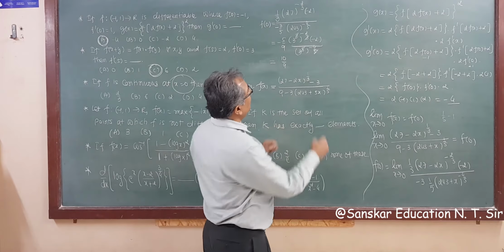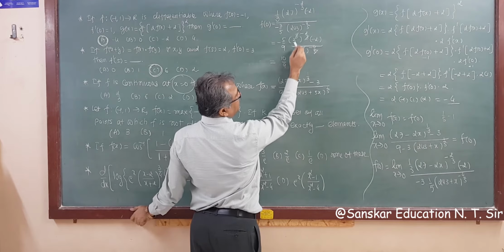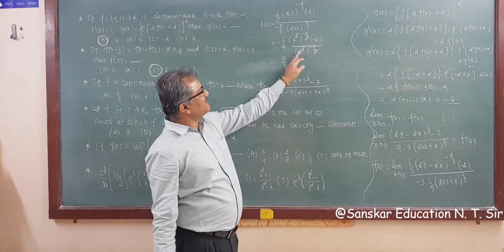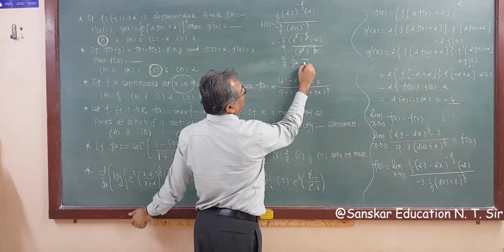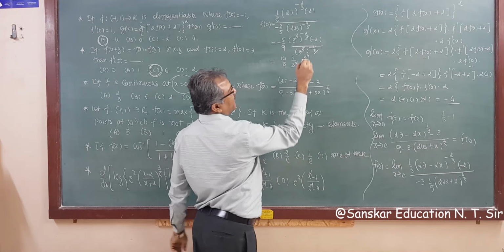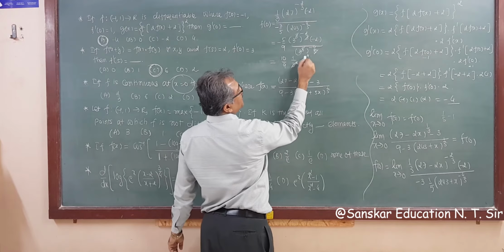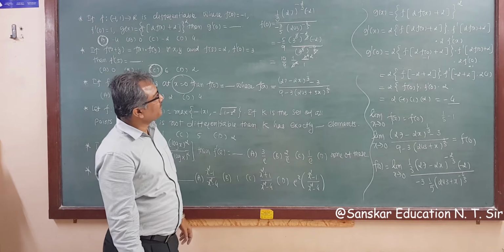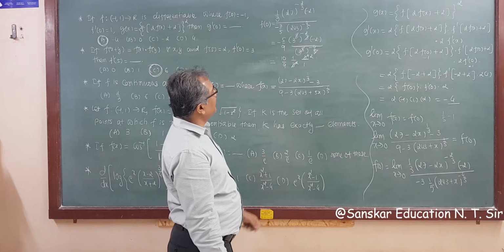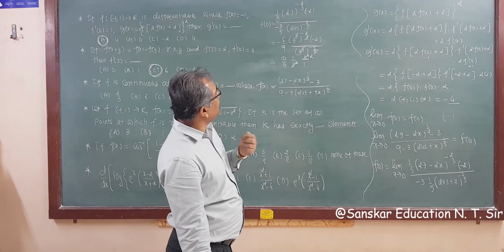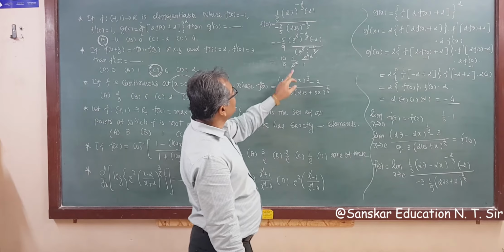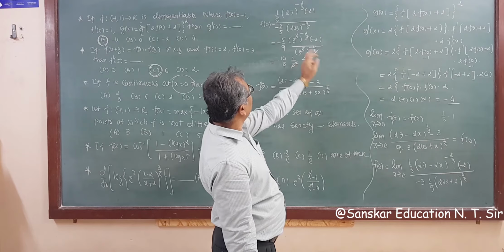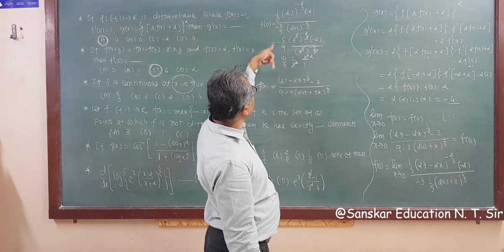Now this is 3 raised to minus 2, that is 3 square. And this is 3 raised to minus 4, that is 1 upon 3 raised to 4. So this will be cut. So this is 3 square. This is 3 square. Right? So the answer will be, this is 3 raised to 4. Right? Minus 4. This is 3 square.